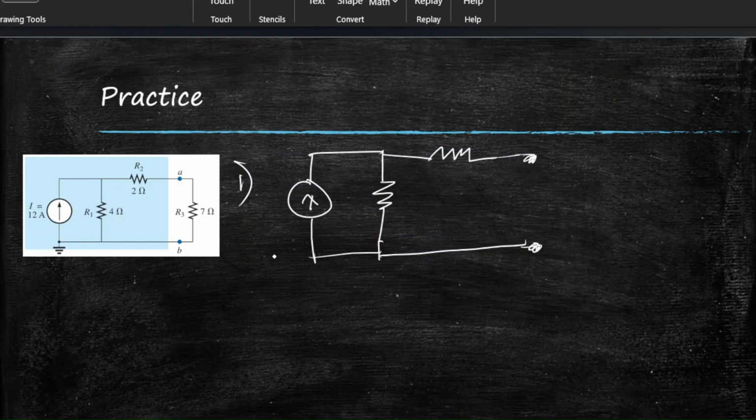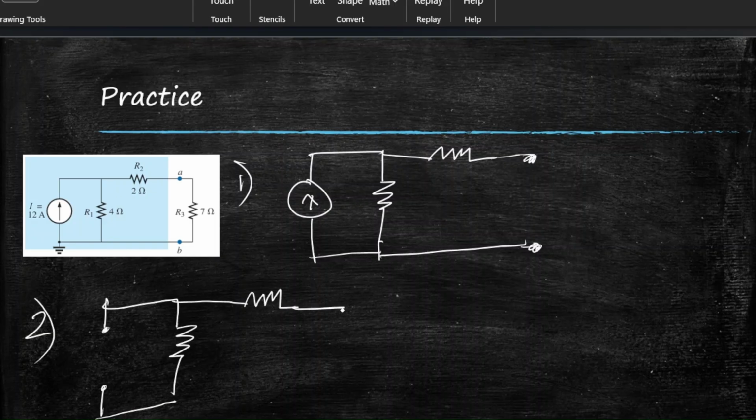Okay. Now step 2 is to remove the sources. When you remove a current source, you get an open circuit again. So here you go, open circuit. Then we have a resistor here, and another resistor here, and then again open circuit. Okay.